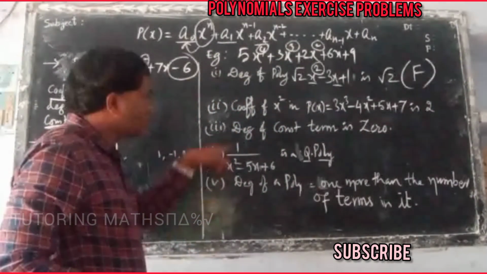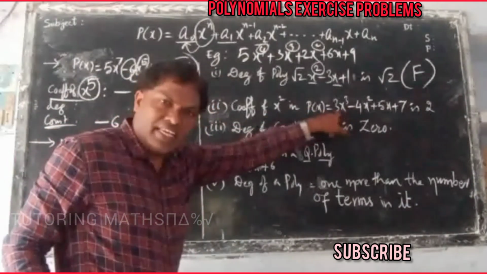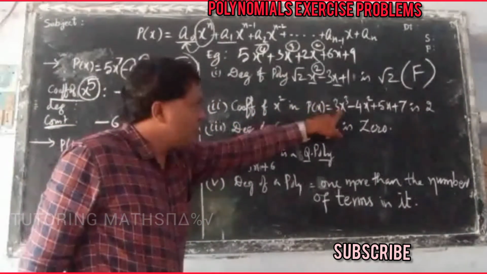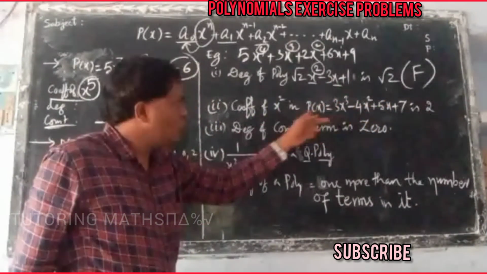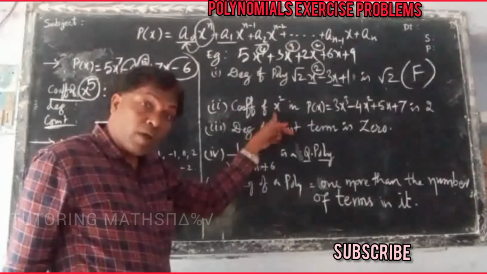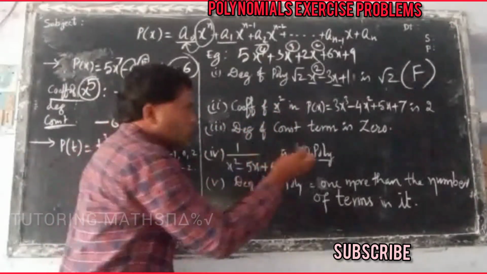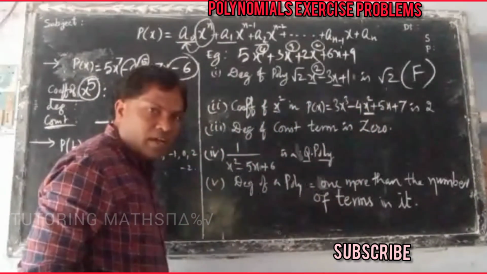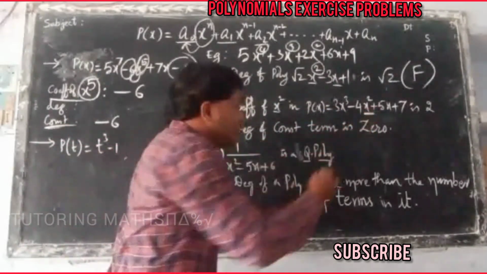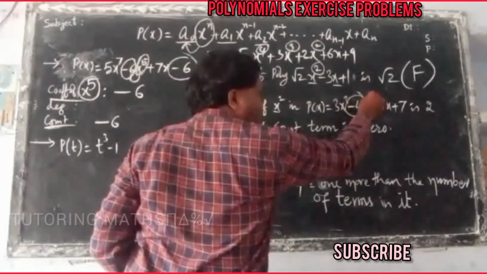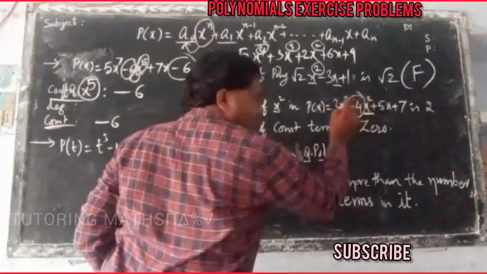Coming to the second one: what is the coefficient of x square in this polynomial? The coefficient is given as 2, it seems. Go to x square directly. Where is x square? Here this is x square. Already we have just discussed the coefficient. What is the coefficient of x square? The number which is multiplying with this x square, or connecting with x square, is the coefficient.